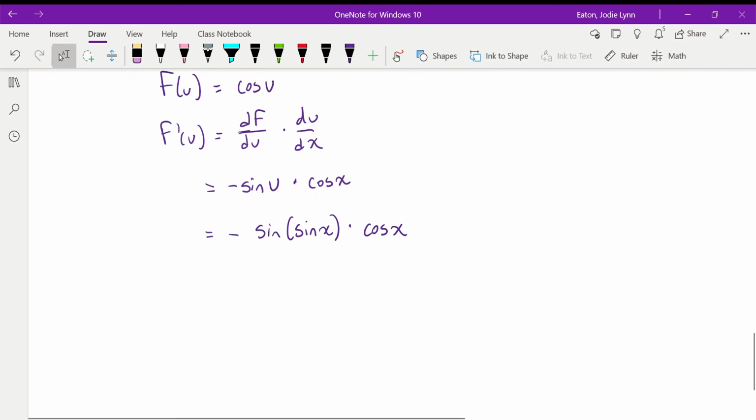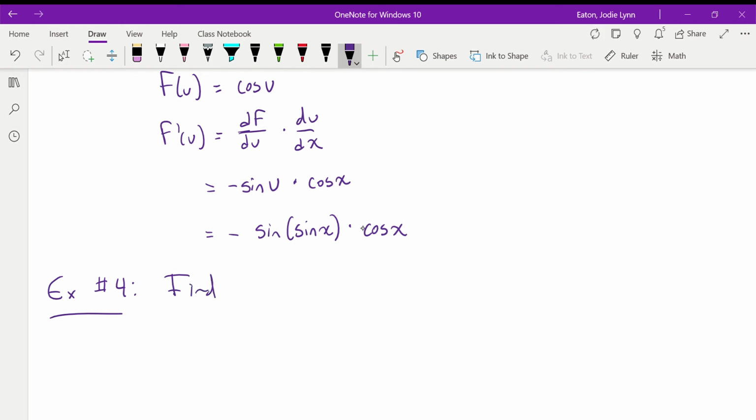Okay, so let's do one and let's use the other method. So example number 4. Let's do another trig one because trig is fun. Find big F prime of x if big F of x equals sine squared of 5x squared. This one is a bit trickier and a bit harder because we actually have two functions that are inside functions. We've sort of got a triple inside function.